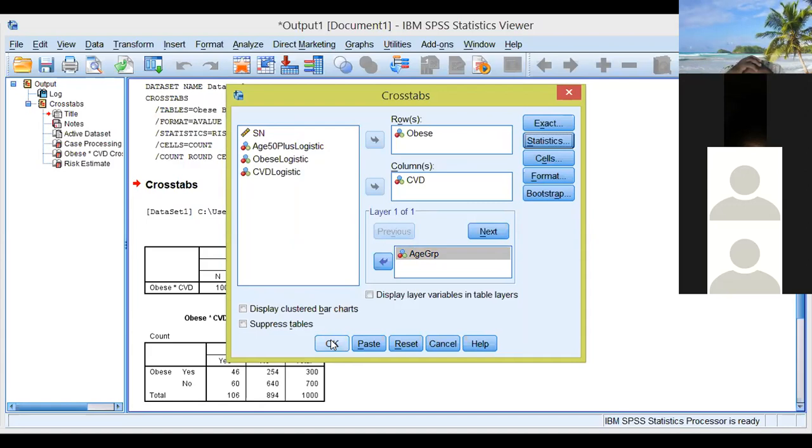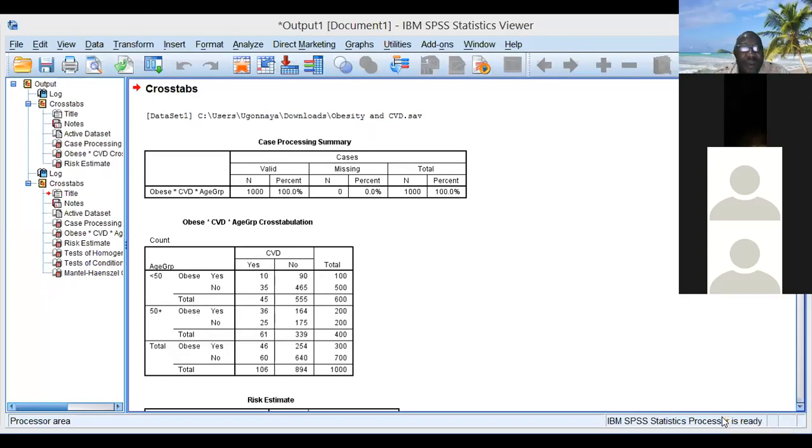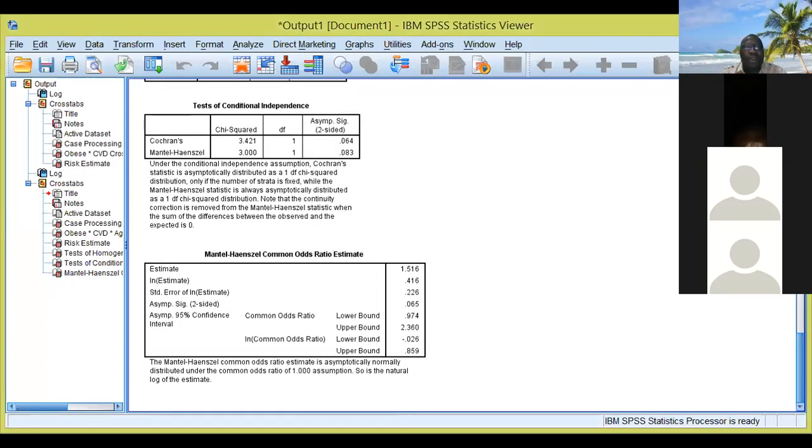Can you see it or should I stop sharing? Stop sharing, we cannot see. It's still stationary. We can't see the output now. Tell me where you can see it. Yes, scroll down now to the risk estimate. Go down. You can see?